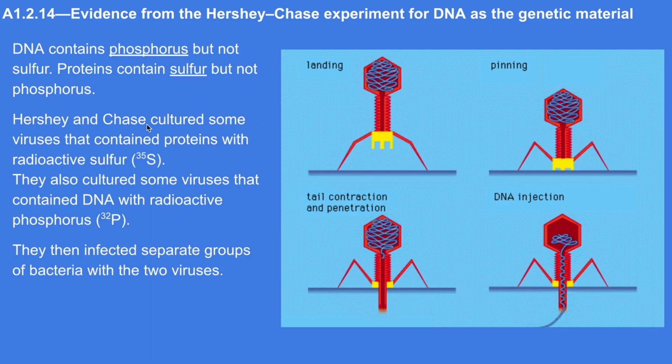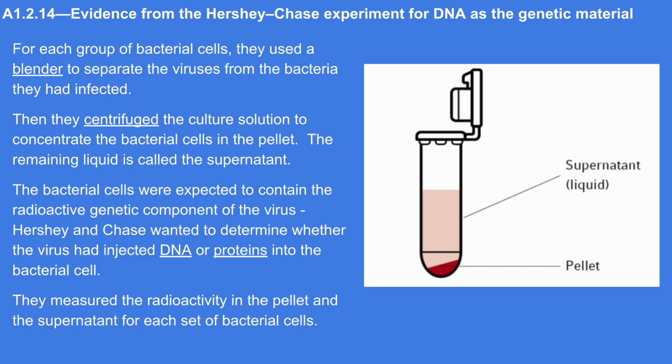Now, DNA contains phosphorus, but not sulfur. And proteins contain sulfur but not phosphorus. Remember that phosphorus in the phosphate group of a nucleotide we talked about at the beginning of this video. Brilliantly, Hershey and Chase cultured some viruses that contained proteins with radioactive sulfur, thus marking those proteins. They also cultured some viruses that contained DNA with radioactive phosphorus, thus marking the DNA. They then infected separate groups of bacteria with each of those 2 viruses, one with marked DNA, one with marked protein.